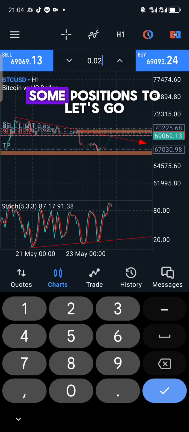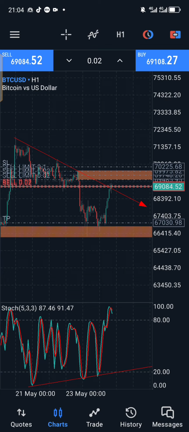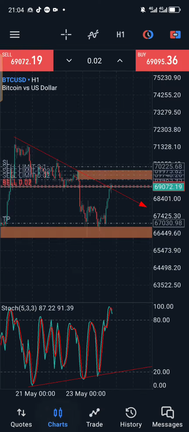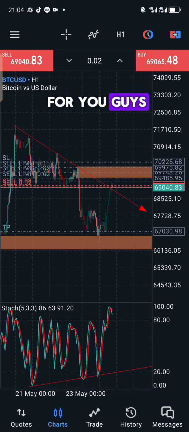Let me even add some positions. Let's go. So this is divergence for you guys.